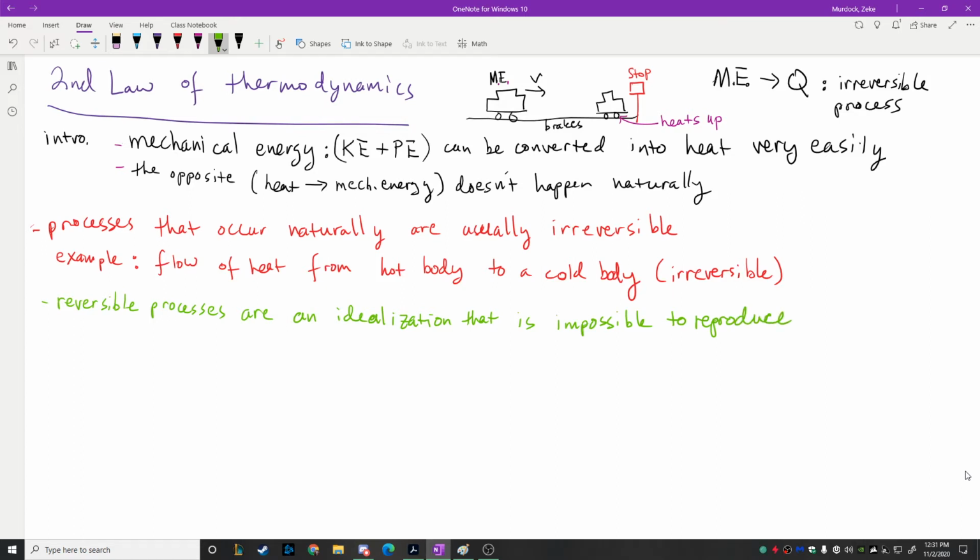So does this part make sense? Flow of heat from a hot body to a cold body. We call that an irreversible process because heat never really flows from a cold body to a hot body unless you put work in, right? Your refrigerator operates off this principle. That's what a refrigerator does, it makes things colder, yeah?